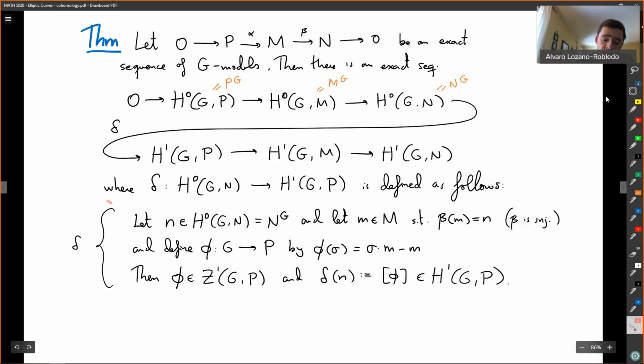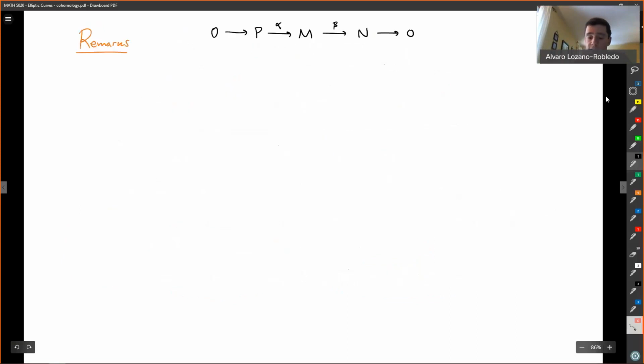Okay, so this is how we define delta. Let me first make some remarks about this definition. The definition again is that for an n in the G invariants of N, we pick an m in M such that beta of m is n. Beta was surjective, so I can pick an m that does that. And we define phi that goes from G into P by this definition. And then it turns out that phi is a cocycle, and that's how we define that cocycle. So some remarks are necessary.